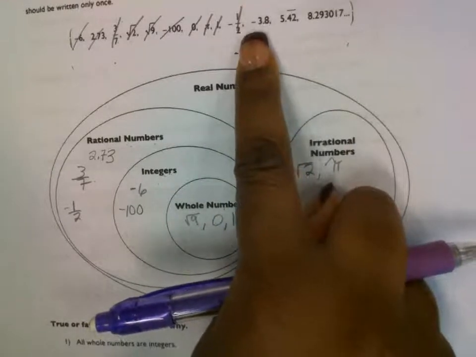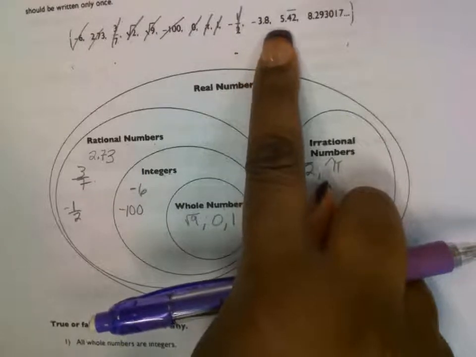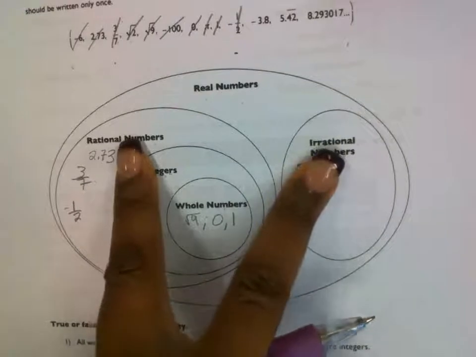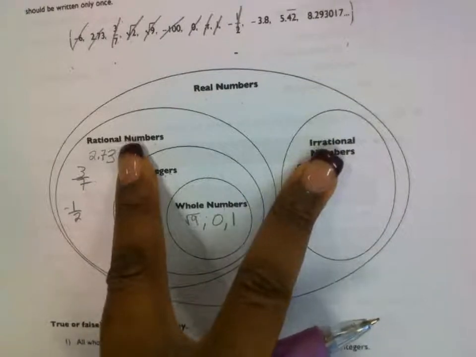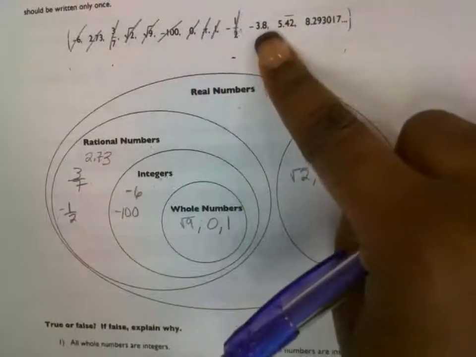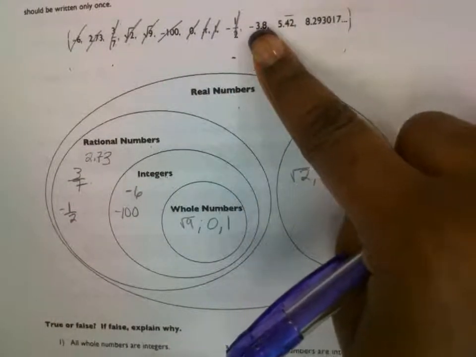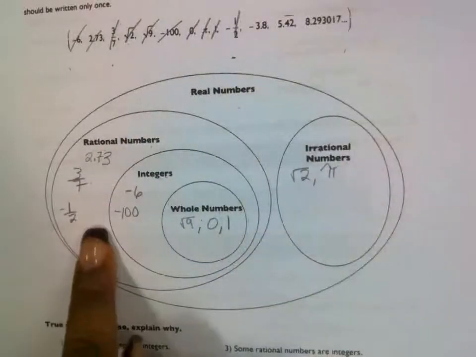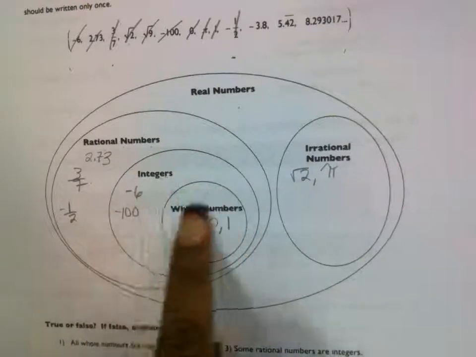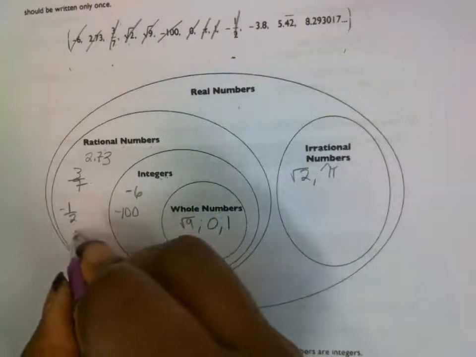This negative decimal, we got negative 3.8. Is that rational or is that irrational? Which one is that, y'all? Is it rational? Okay, it is rational because it stops. It's a decimal that stops. It doesn't have the dots at the end. So it's rational. And since it's a decimal, it can't be an integer or a whole number. So we just put it in this little circle right here.